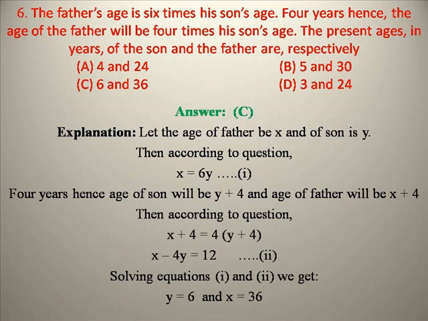You can see here we have taken father's age as x years and son's age as y years, and according to the conditions given, you have two equations. One is x equals 6y and another one is x minus 4y equals 12. By solving these two equations, you will get x equals 36 and y equals 6. So son will be 6 years and father will be 36 years. So option C is the correct answer.